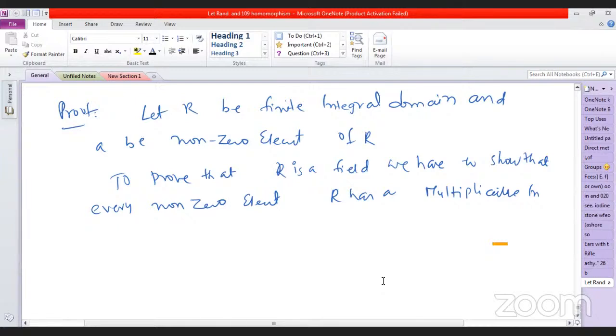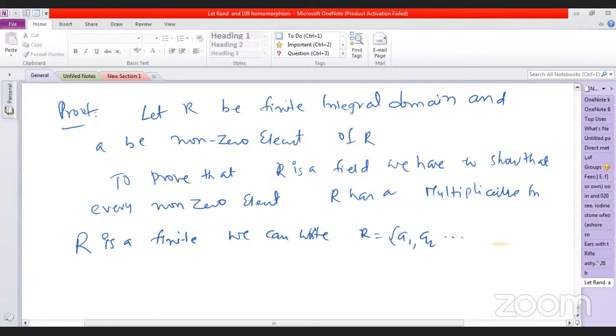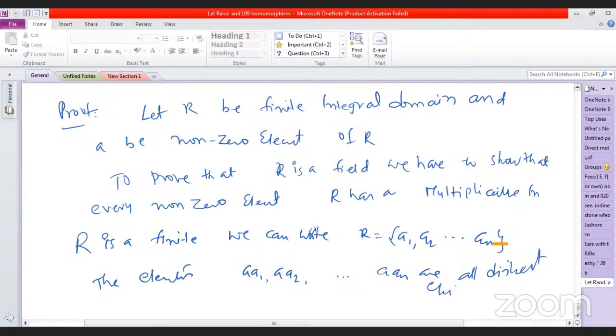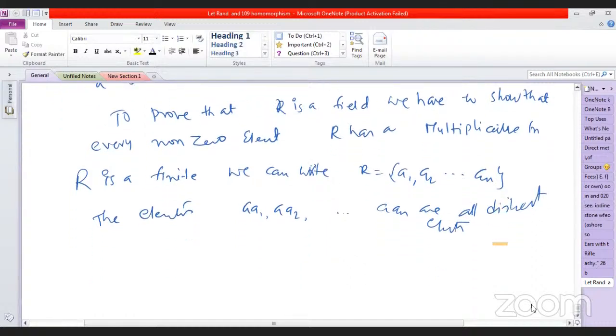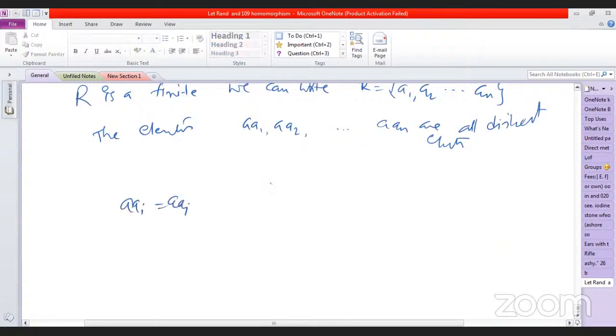So listen, R is a multiplicative inverse, so therefore R is finite. We can write R is equal to a1, a2, and so on, an. So therefore, the elements aa1, aa2, and so on, aan are all distinct elements or not? Yes, sir. Distinct elements, so we can write here aai is equal to ai. Subset S is equal to aa1, aa2, and so on, aan.